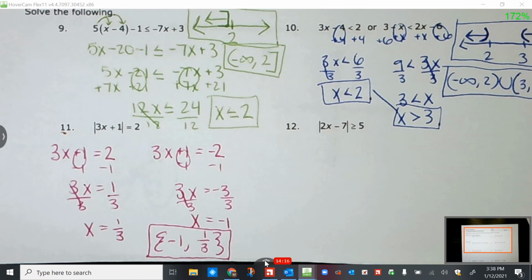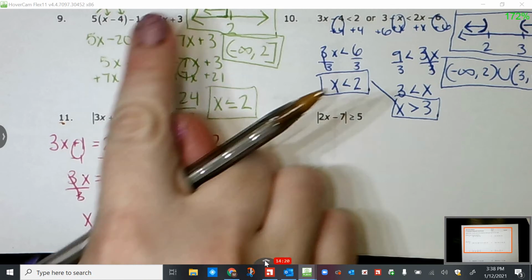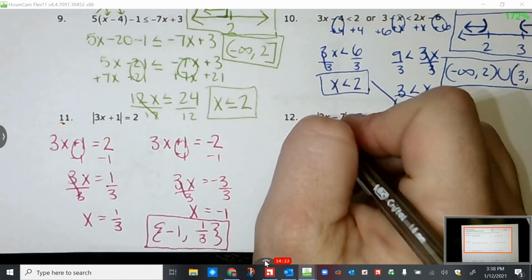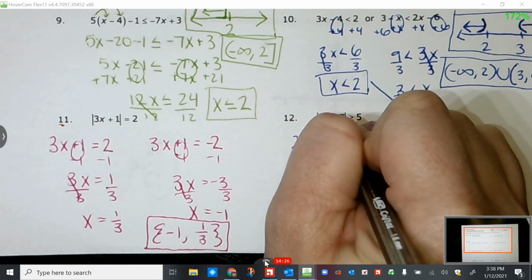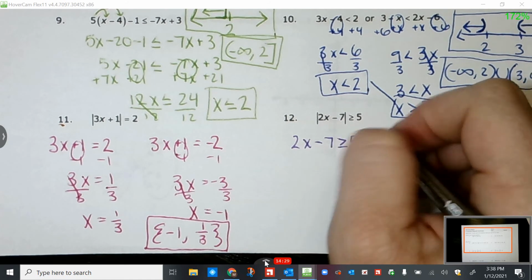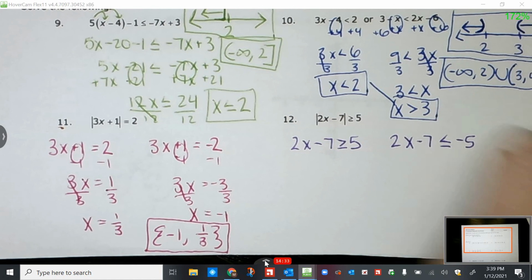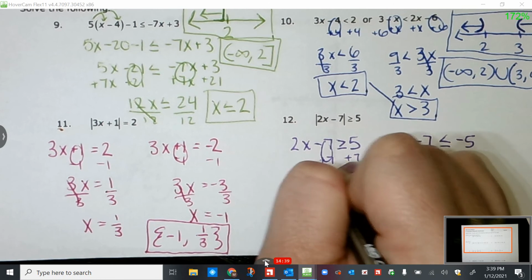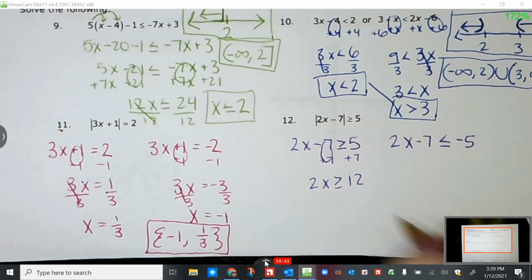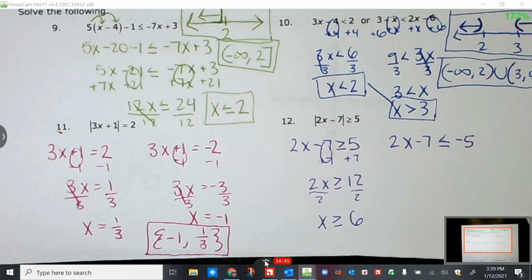Now the next one is an inequality. So again, you solve it like an equation, but you're going to graph it and stuff. So I want you to realize, though, 2x minus 7 is greater than or equal to 5. We wrote it once exact. And then remember, 2x minus 7, flip opposite. Okay? Now we solve. So plus 7, 2x is greater than or equal to 12. Divide by 2, x is greater than or equal to 6.